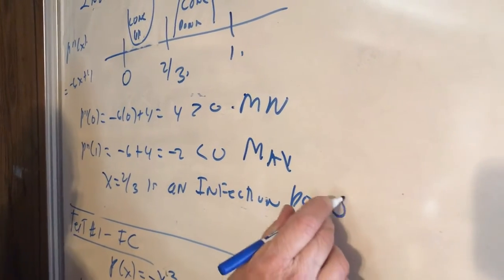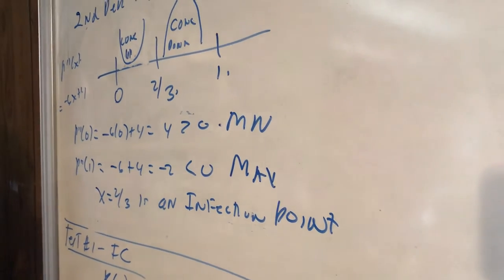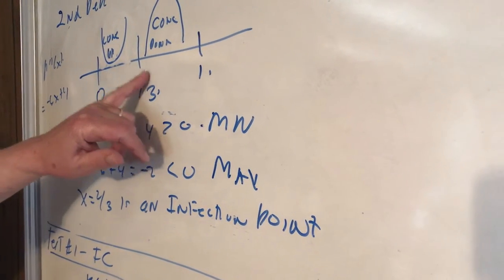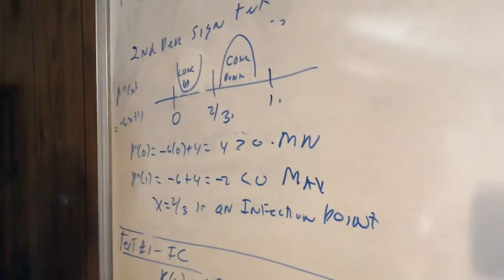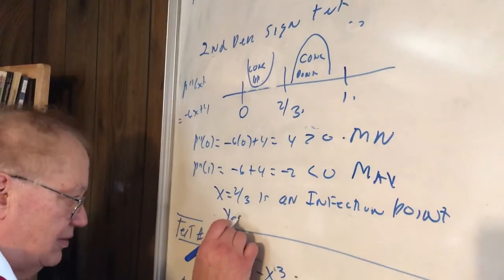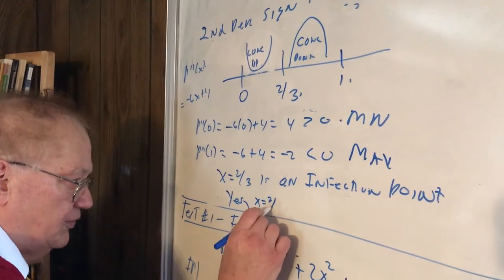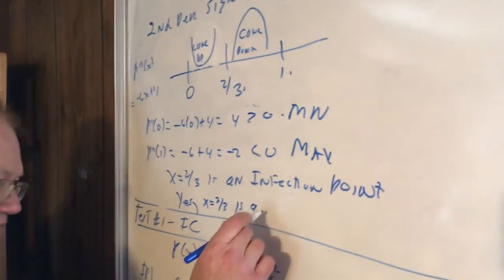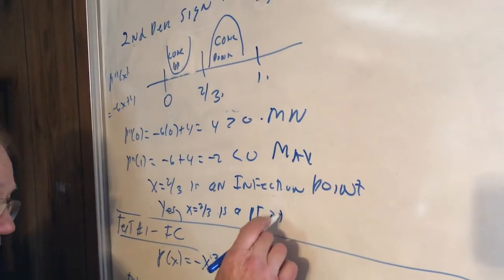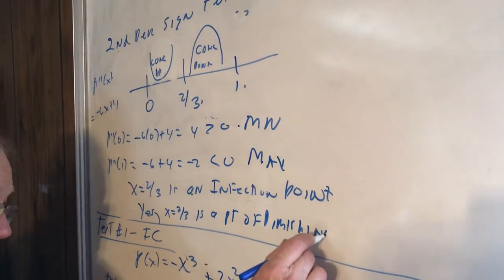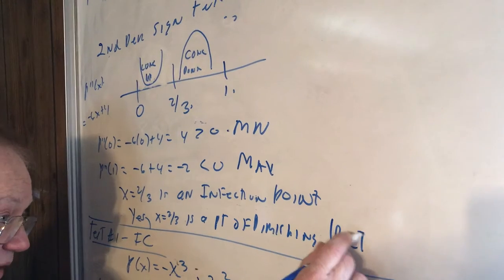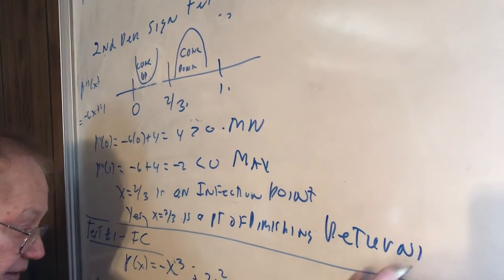Is it a point of diminishing returns? Yes. You go from a smile to a frown. You're sad because your returns are diminishing. And yes, x equals 2/3 is a point of diminishing returns. And you can be sure that there's going to be a problem like that on the final.